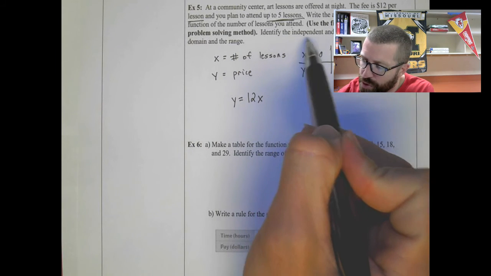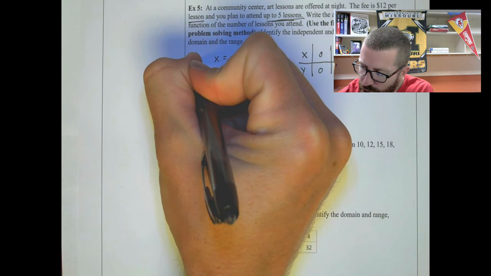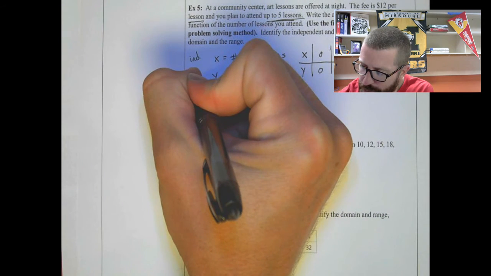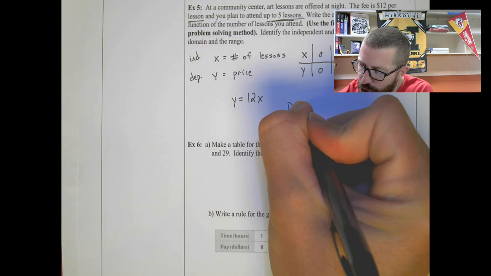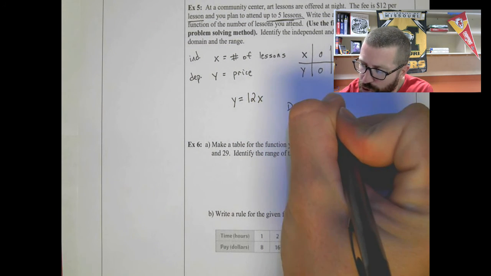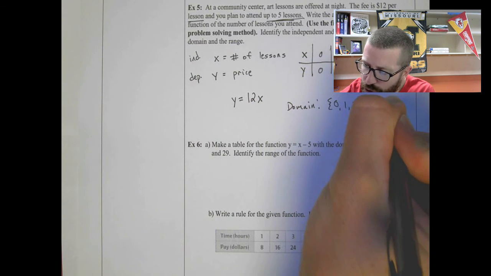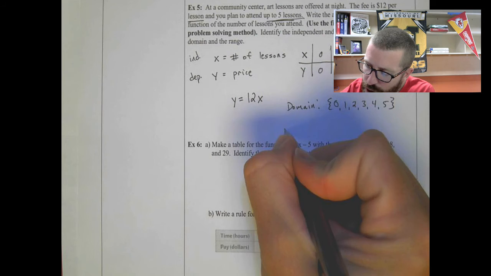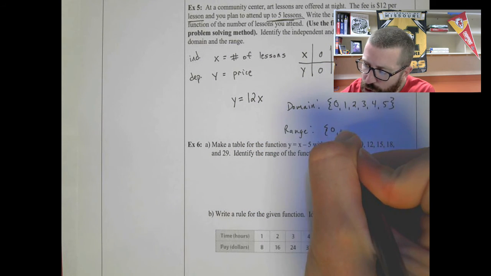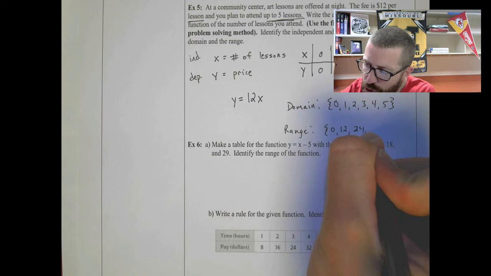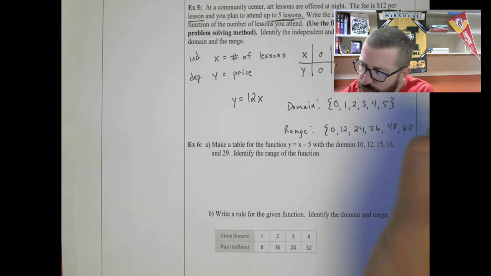And then we want to identify the independent and dependent variables. Okay, so that's what we did up here. This is the independent. This is dependent. And then make sure we say the domain and range. So our domain, we already listed these in our table, but we'll list them again here: 0, 1, 2, 3, 4, and 5. And then range would be 0, 12, 24, 36, 48, and 60.